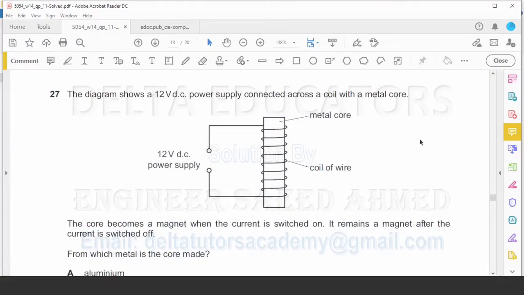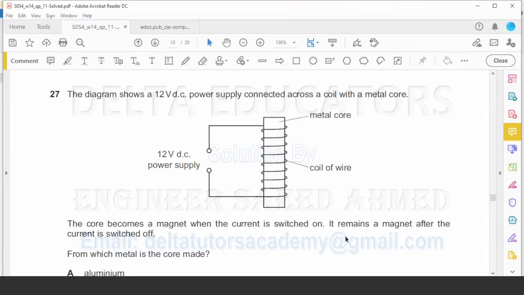Question number 27. The diagram shows a 12-volt DC power supply connected across a coil with a metal core. The core becomes a magnet when the current is switched on. It remains a magnet after the current is switched off. From which metal is the core made? To make a permanent magnet, we use steel, and to make a temporary magnet, we use soft iron.